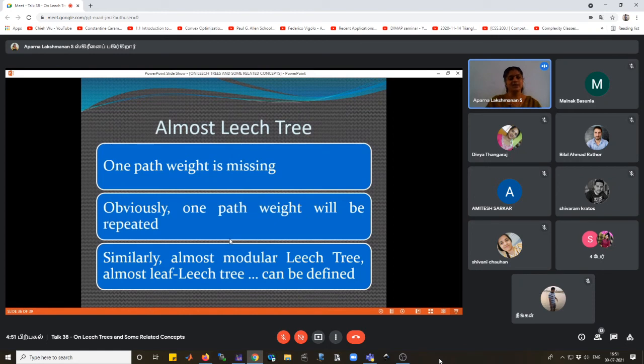Now, the last one which I would like to mention is almost leech trees. Almost leech trees means one path weight is missing. We need path weights from 1 to NC2, right? So from that, one path weight is missing. When one path weight is missing, obviously one path weight will be repeated. That's okay, only at one place. So such trees are called almost leech trees.